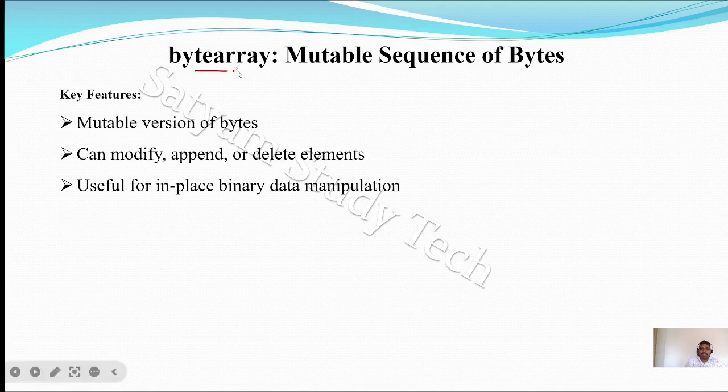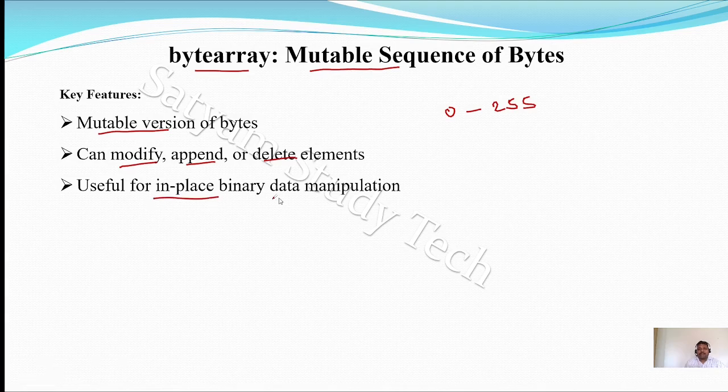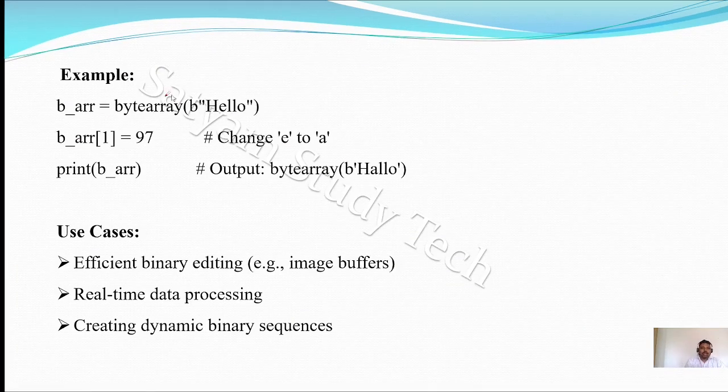Bytearray is a mutable sequence of bytes, whose range is also 0 to 255 only. But the difference is that it is a mutable version of bytes; you can modify, append, or delete elements, which is useful for in-place binary data manipulation. For example, here hello is bytes type, converted into bytearray. Now you can change the value: bytearray[1] = 97.